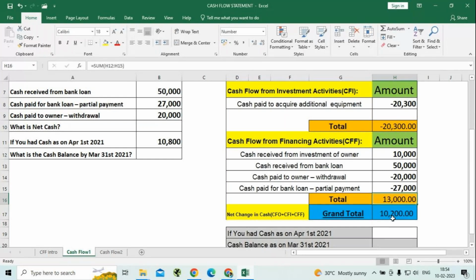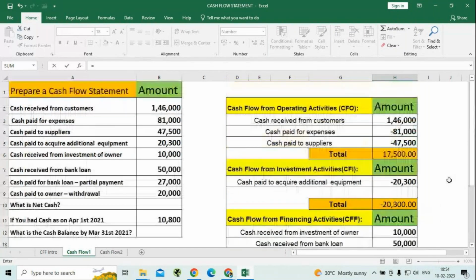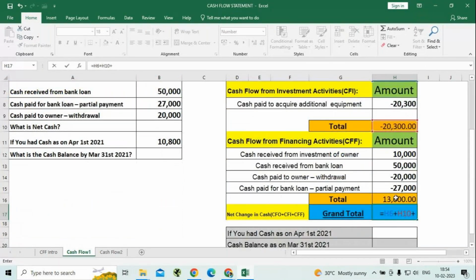So here what we are going to do is sum up all these values. So net change in cash flow, what we call it as, is the total of cash flow from operating activities plus cash flow from investment activities plus cash flow from financing activities. So when we add up all these things, the net change in cash flow value is 10,200. Okay.